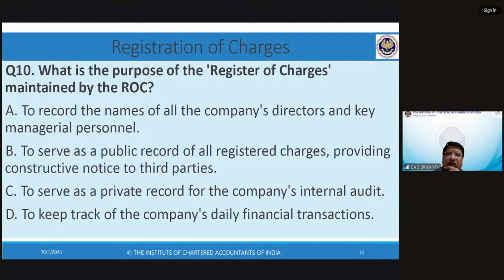To serve as a public record of all registered charges, providing constructive notice to third parties. To serve as a private record of the company's internal audit. No. What nonsense. To keep track of the company's daily financial transactions. That is the cash book, yeah. Or sales and the books of primary entry. No. So the correct answer is B. Superb. 10B. Hypothecation is definitely a charge. See, hypothecation is usually on movable goods, like machinery, motor vehicles, like that. It's called hypothecation. Okay.